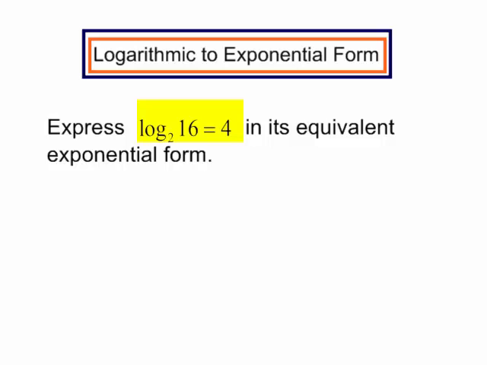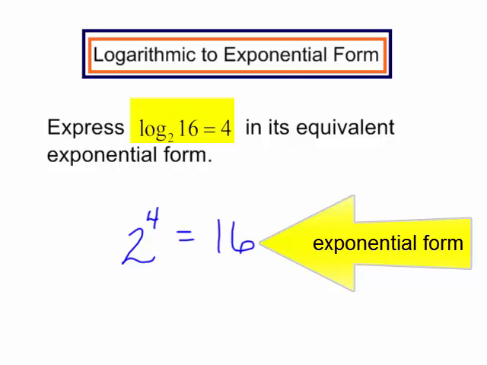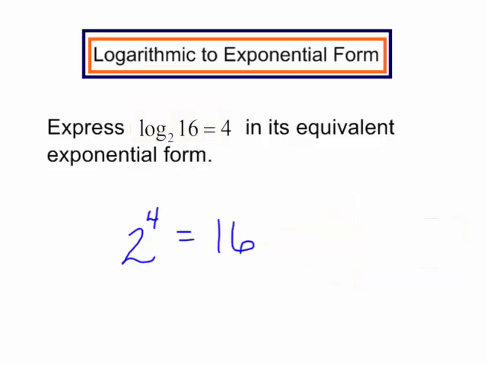My base, I have log base 2, so that will be my base. My exponent, remember logarithms, this logarithm is equal to 4. 4 is our exponent. And that's equal to our argument, which is 16. And this is true. 2 to the 4th is equal to 16. This is logarithmic form. We have changed it to exponential form. We're done. We could use our arrows and go 2 to the 4th is equal to 16.